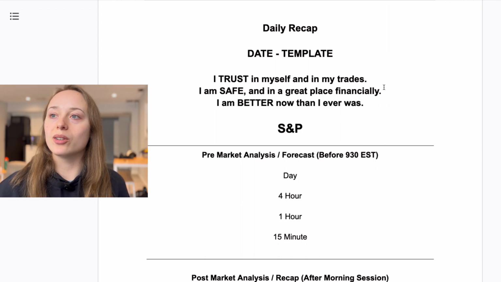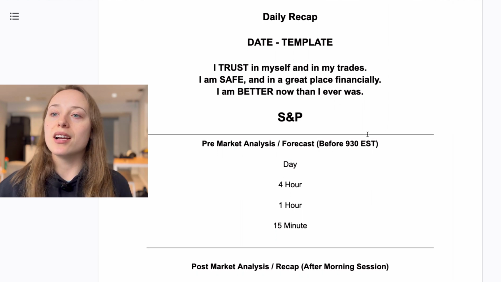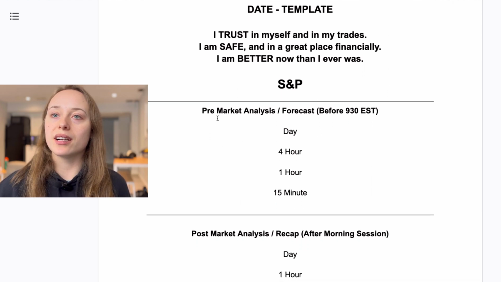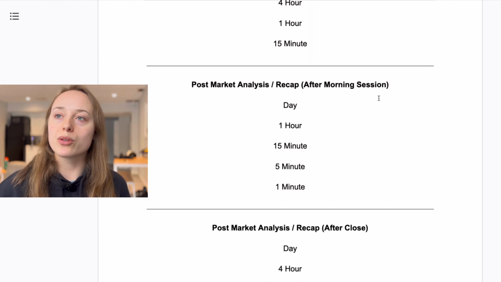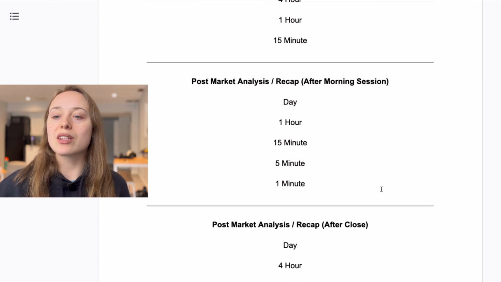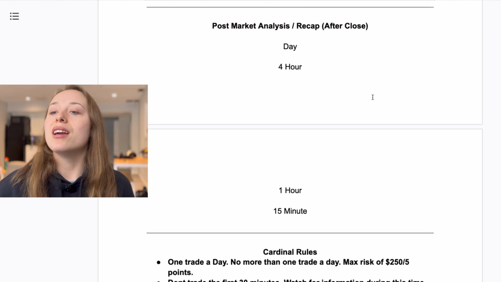I have my little motivation, kind of my motto right here: trust in myself and in my trades. I am safe and in a great place financially. I am better now than I ever was. And then we go down from here and we do a pre-market analysis. We do a post-market analysis after the morning session, and then we do a post-market analysis after the close.